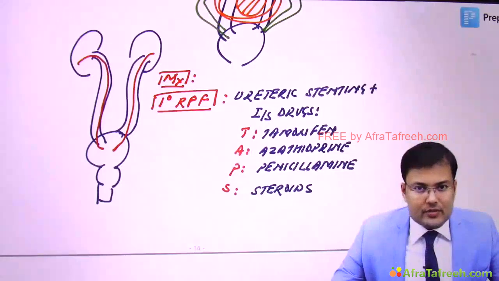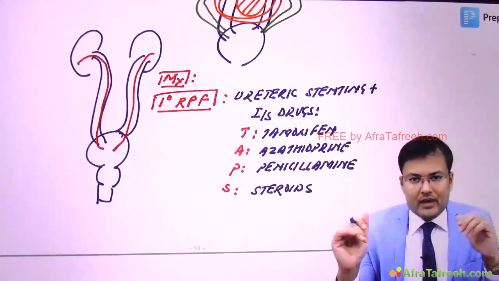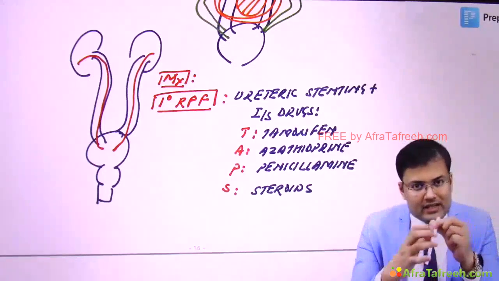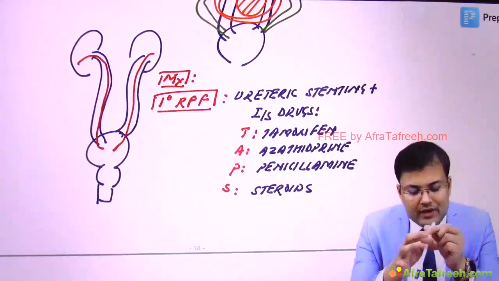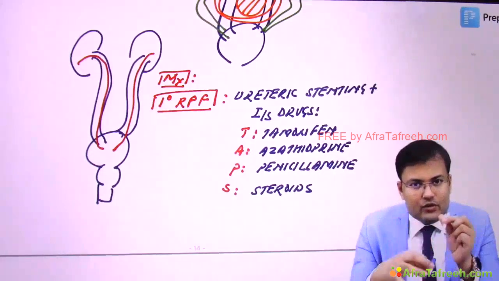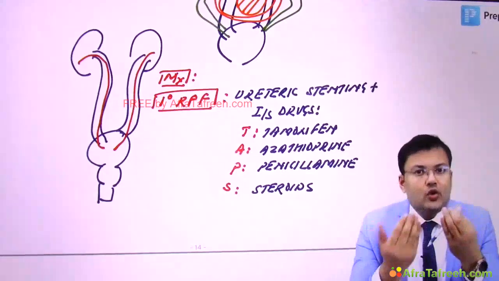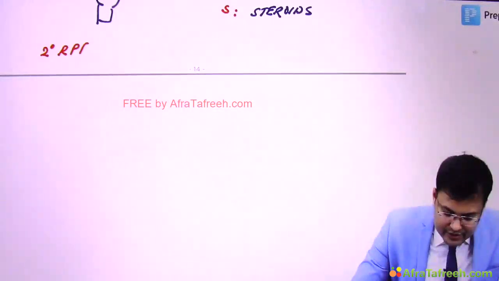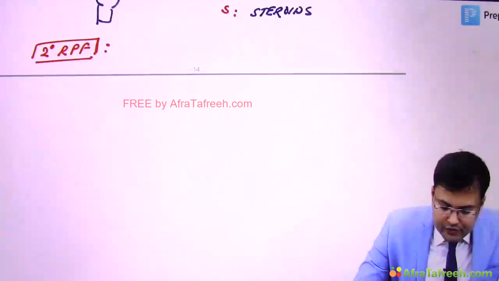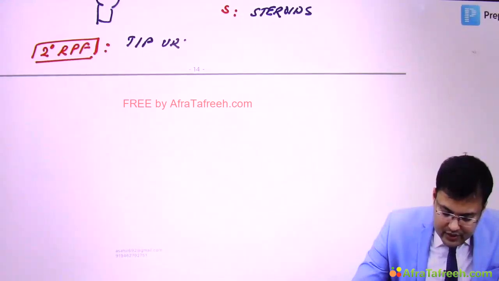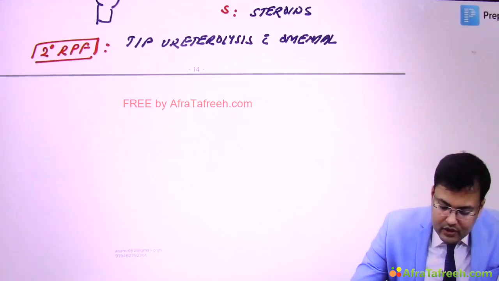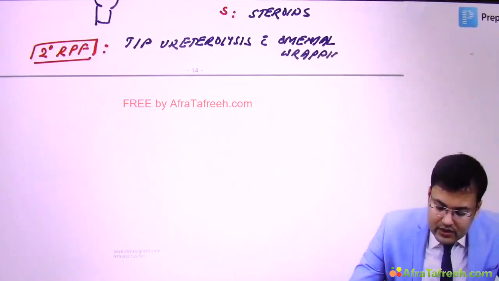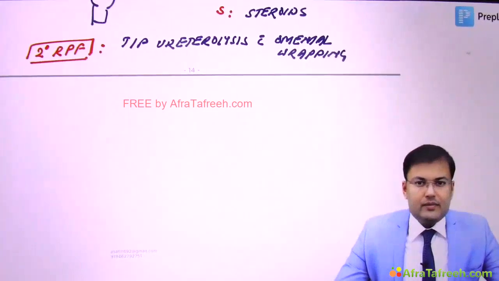In secondary retroperitoneal fibrosis, what we do? We perform laparotomy. And around the ureter, since there is extensive fibrosis, we are going to perform transperitoneal ureterolysis. So we are going to lyse the adhesions, and after that we are going to wrap the ureter with omentum. This is known as omental wrapping. For secondary retroperitoneal fibrosis, we go for transperitoneal ureterolysis with omental wrapping. Clear? So this is how we manage the patients of retroperitoneal fibrosis.